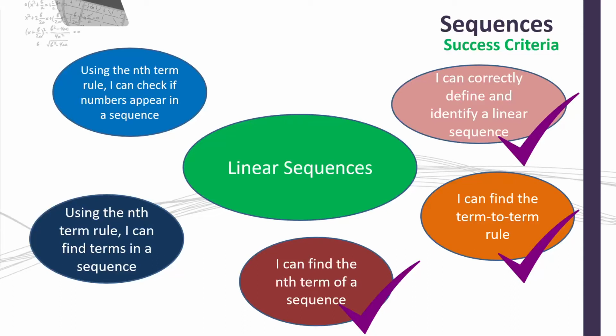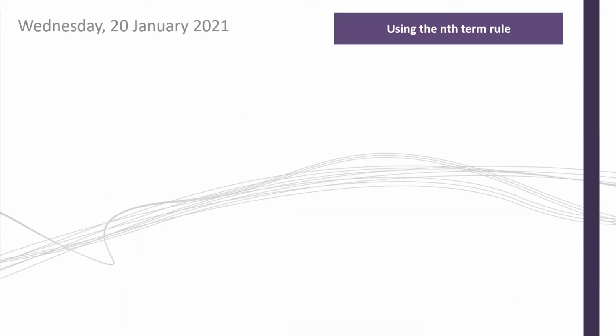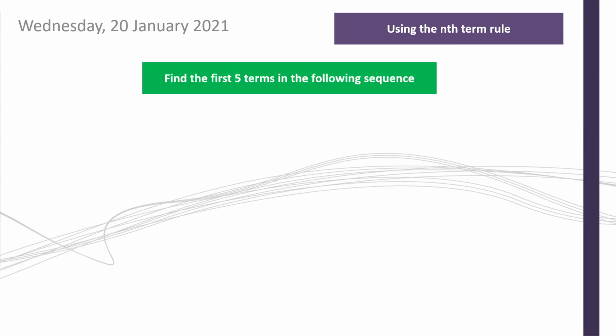Welcome to part 2 about linear sequences. So, how do we find specific terms in a linear sequence? Let's try finding the first 5 terms in the sequence given by the nth term rule 3n plus 12.